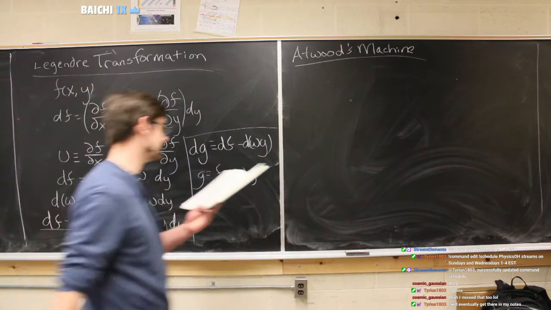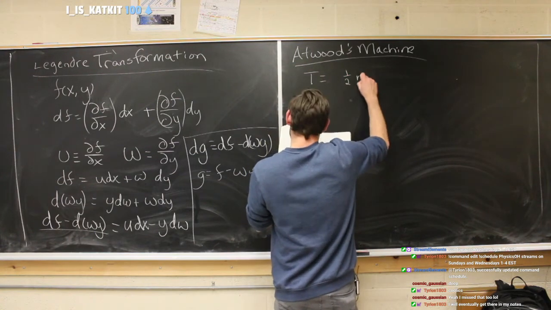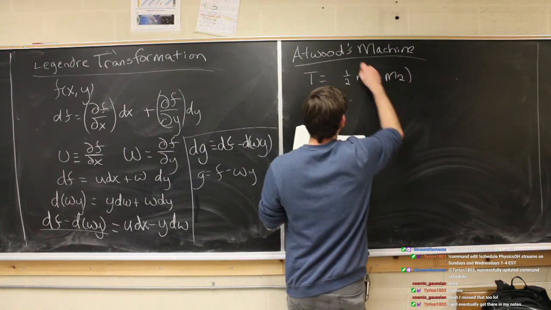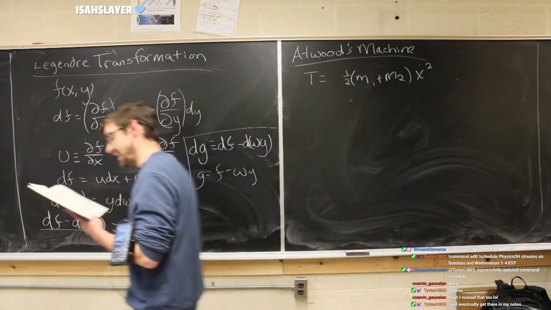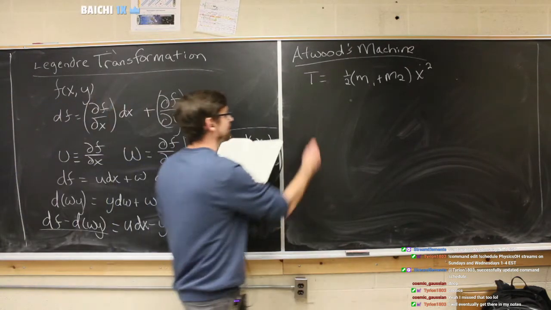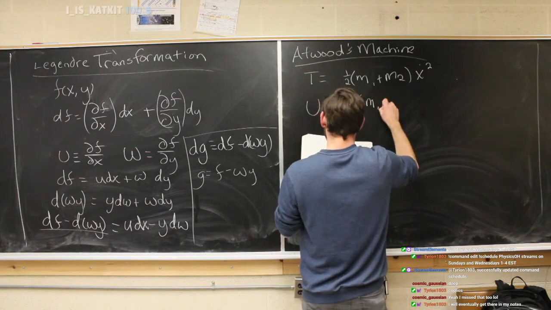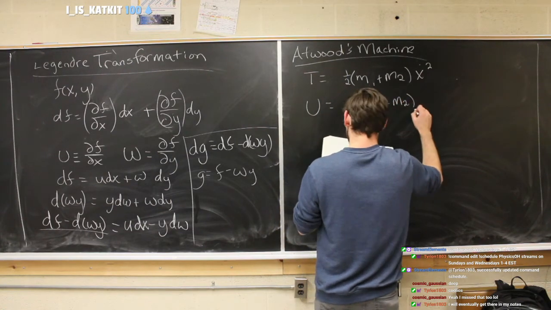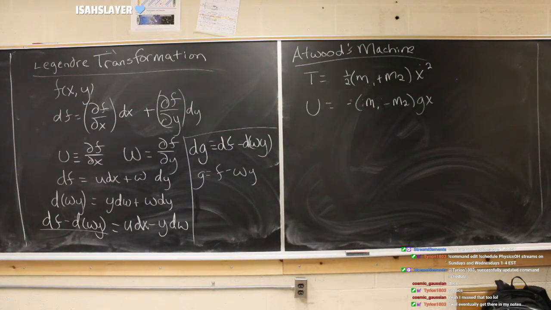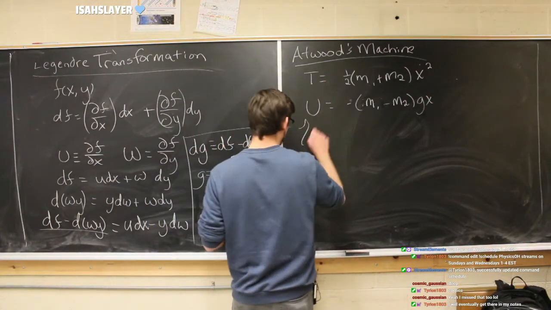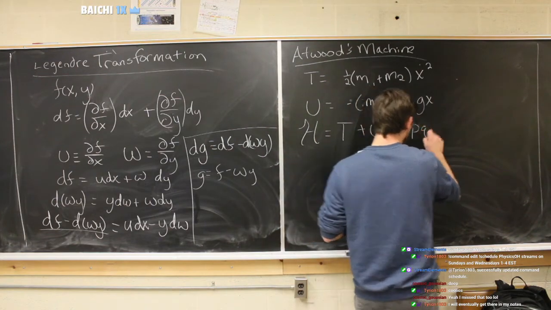So we solved the Hamiltonian equations. Remember, for the Lagrangian, we had the kinetic energy, which was 1/2 (m1 plus m2) times x dot squared. And then we have the potential energy, U is equal to minus (m1 minus m2) g x. But now consider either form of the Hamiltonian, okay? So remember, I said the Hamiltonian takes on two forms. It's going to either be T plus U or p q dot minus the Lagrangian.